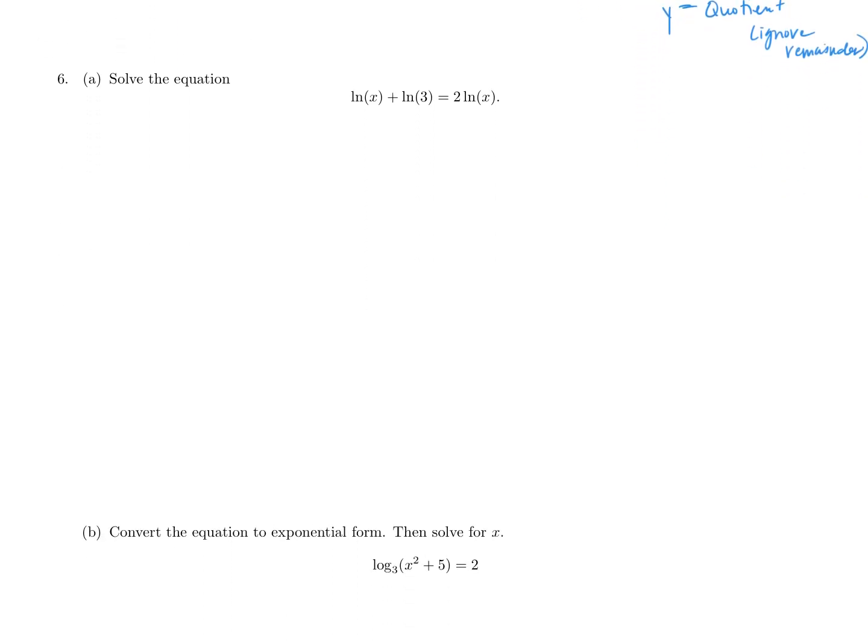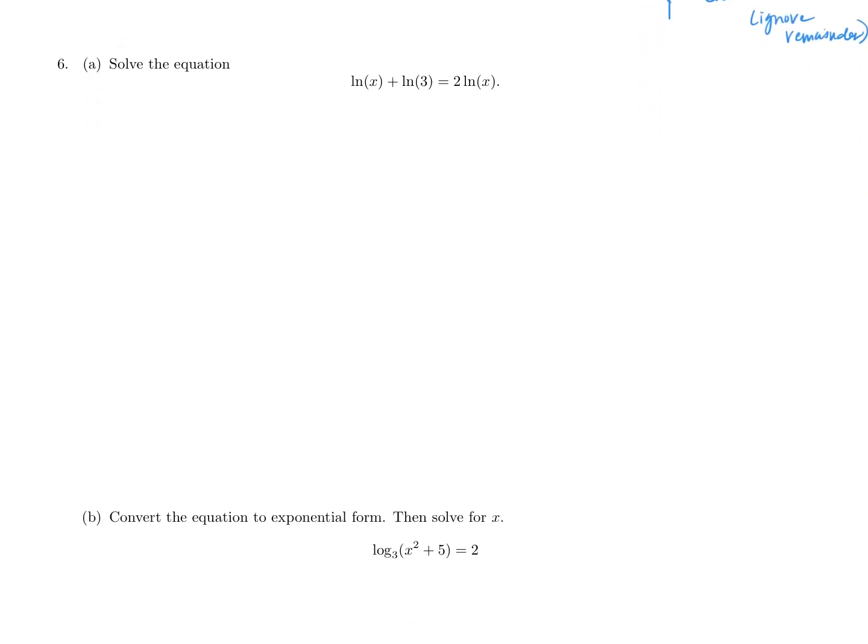Okay, so let's look at number 6. Number 6 has two parts, part A and part B. Part A, solve the equation. We talked about two different methods to solve logarithmic equations. One method is to try to consolidate everything into one log. If you have a bunch of logs on one side, or if you just have one log to begin with, you can simply rewrite the equation in exponential form and go from there.